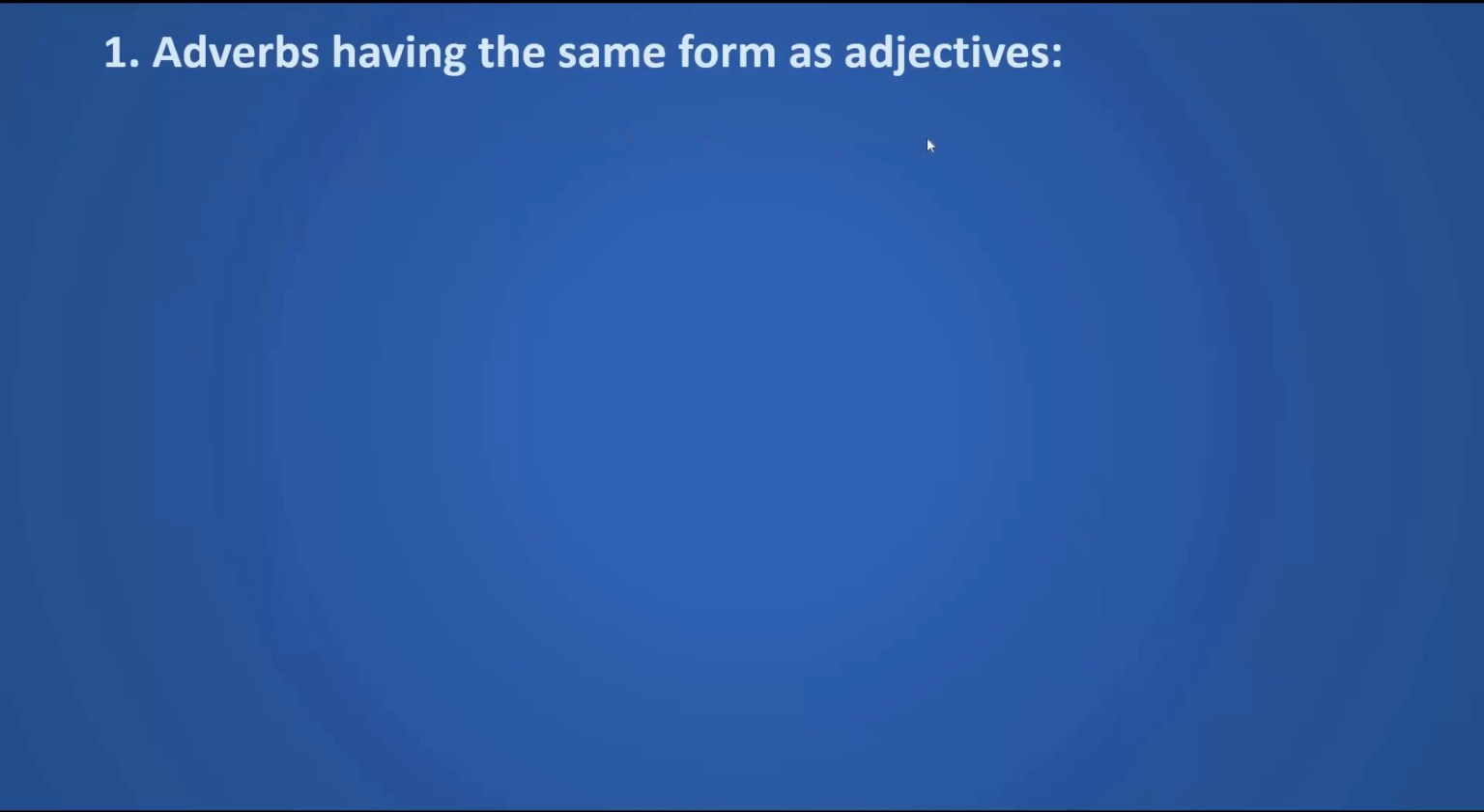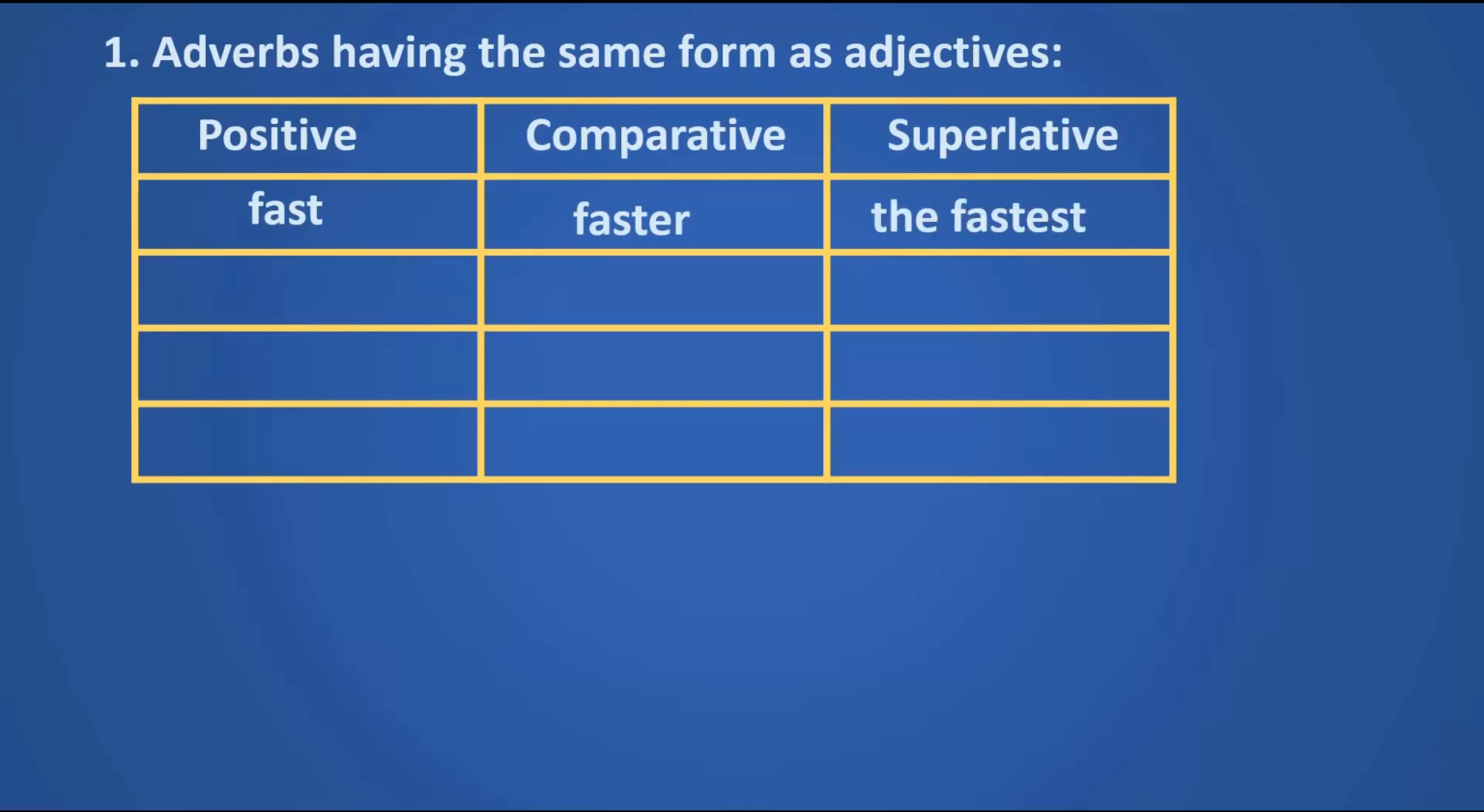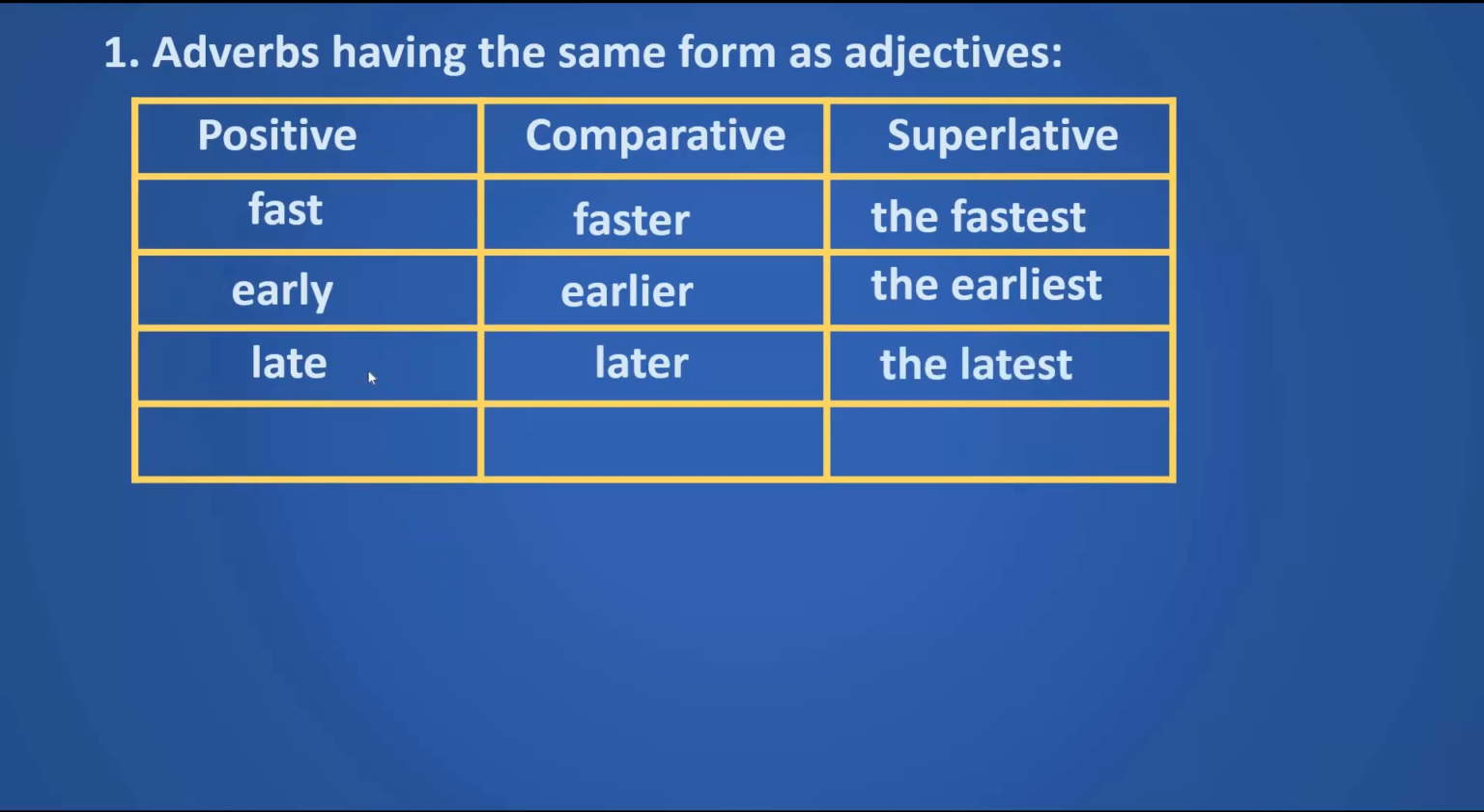Adverbs having the same form as adjectives. Let's look at the table below. Positive, comparative, superlative. Fast, faster, the fastest. Early, earlier, the earliest. Late, later, the latest. Hard, harder, the hardest.